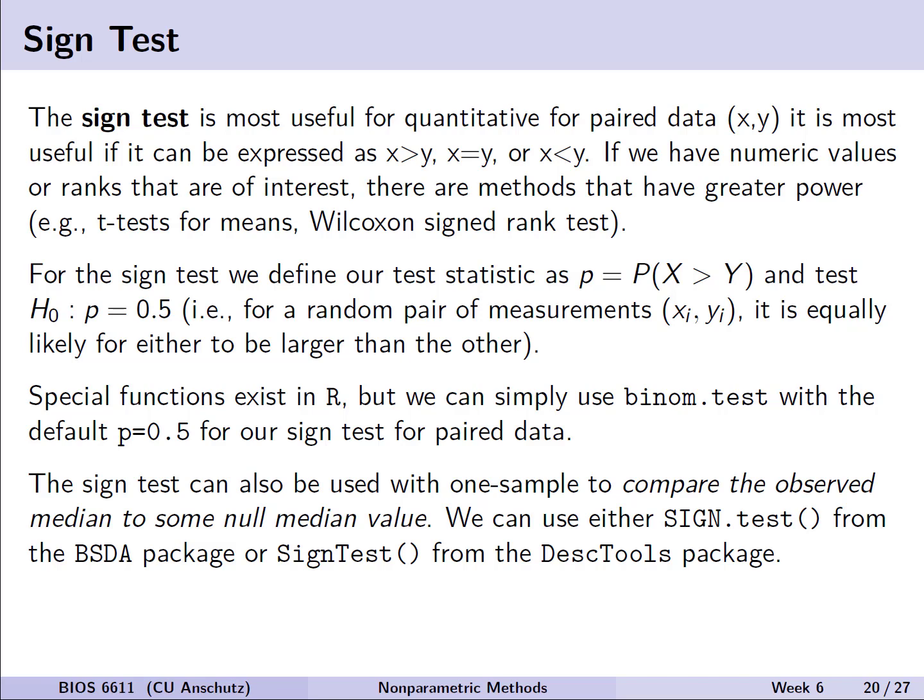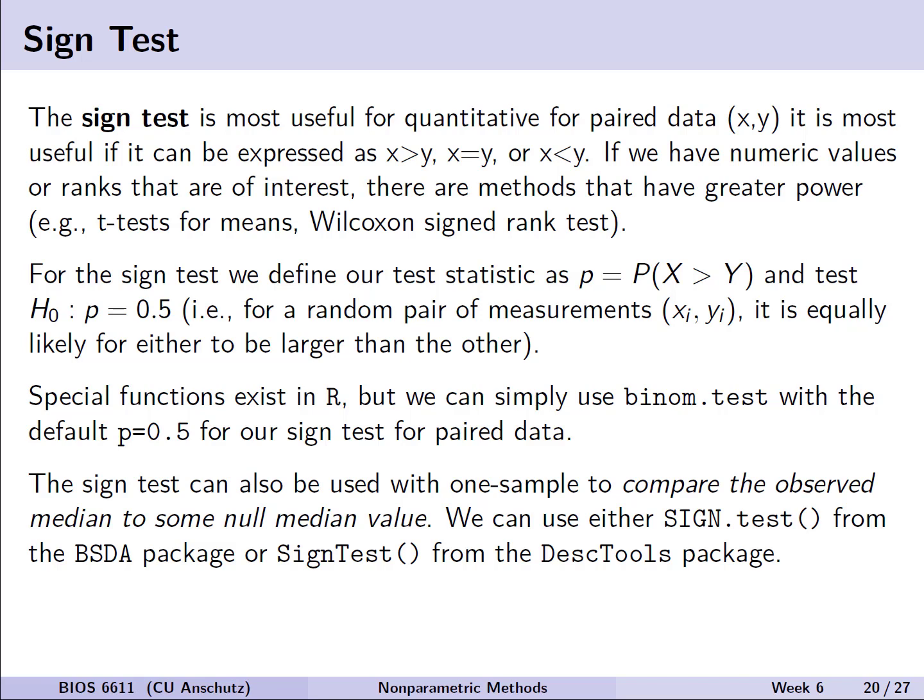For the sign test, we will define our test statistic as p being equal to the probability that x is greater than y in our pairs. And we're then going to test the null hypothesis that p is equal to 0.5, or put into English that for any random pair of measurements, x and y, it is equally likely for either one to be larger than the other. Various special functions exist in R to do this, but we can simply use binom.test with a default p equals 0.5 for our null hypothesis value to implement the sign test for paired data.